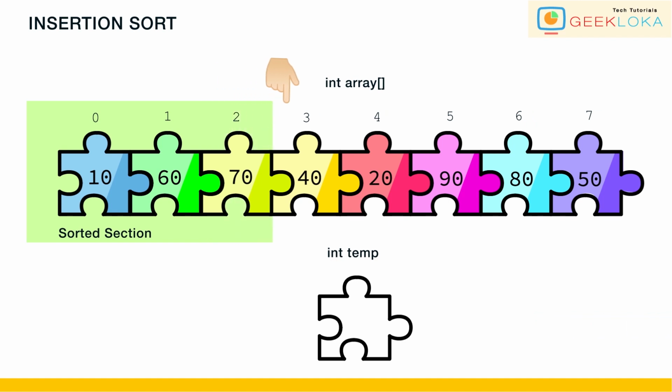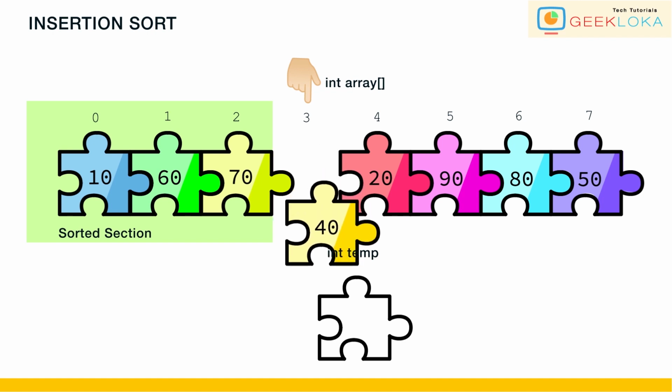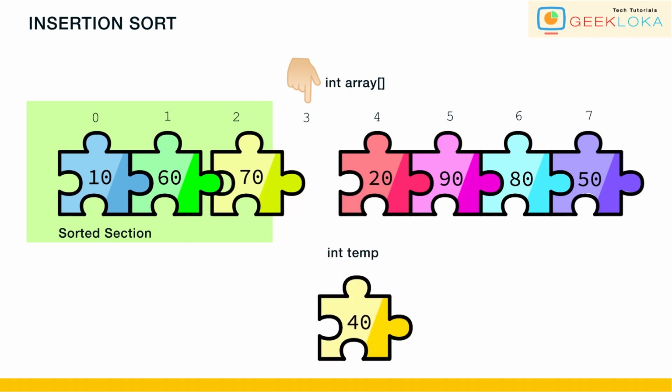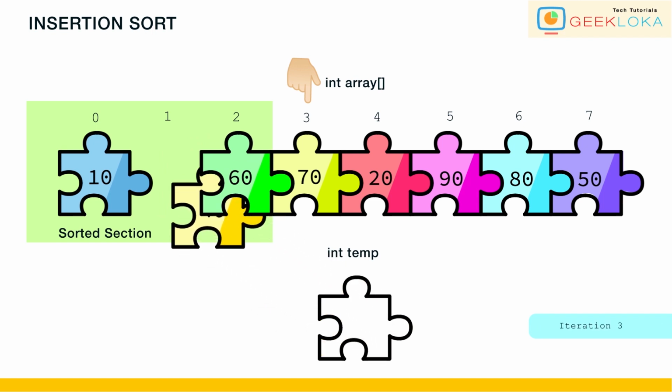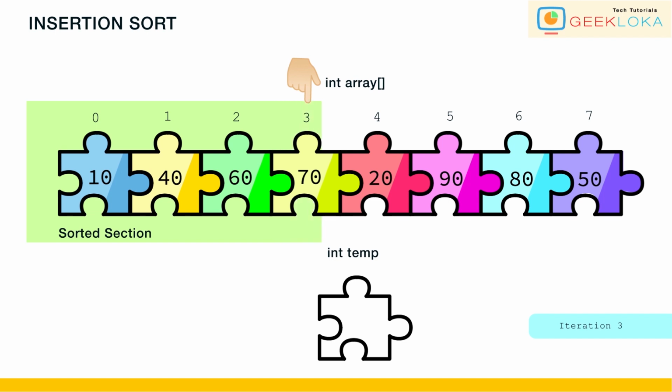We continue this process with the next element 40. We compare it with 70, then 60, and insert it before 60. Our array becomes 10, 40, 60, 70, 20, 90, 80, and 50.